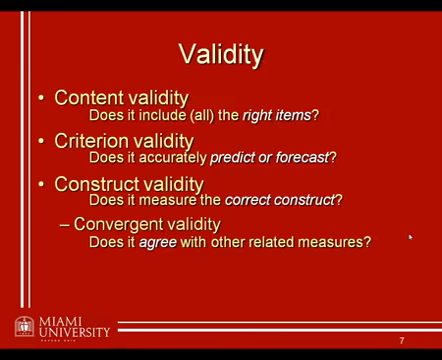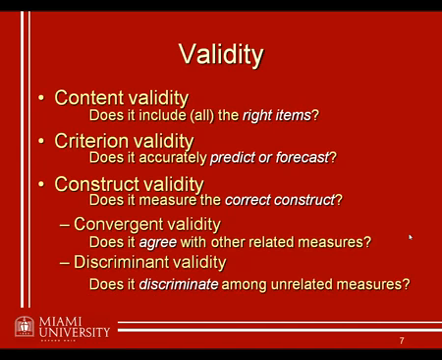A similar and complementary type of validity to think about for establishing construct validity is what we call discriminant validity. So not only do we want our new test to measure intelligence, we don't want it to measure everything else as well. That is, does it discriminate among unrelated measures?